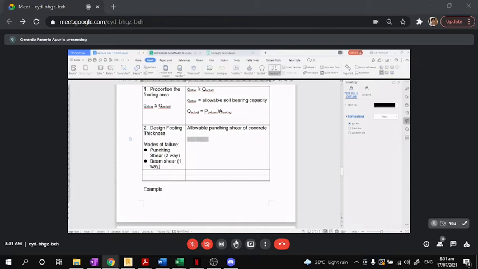And this is the upper limit: it should be less than or equal to 1/3 of the square root of f prime c times b_o d. That is the upper limit.